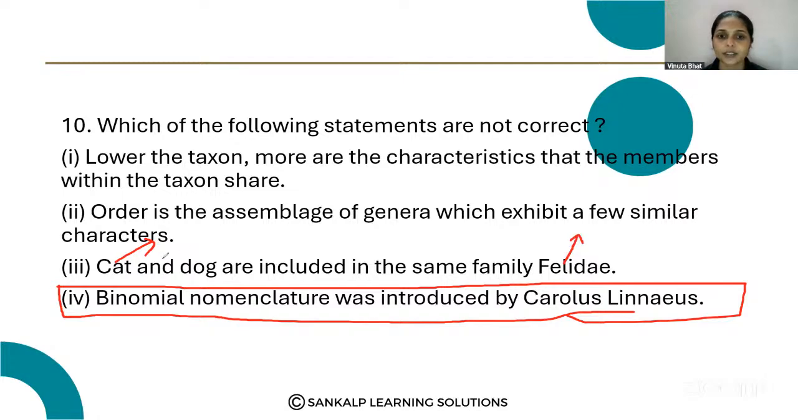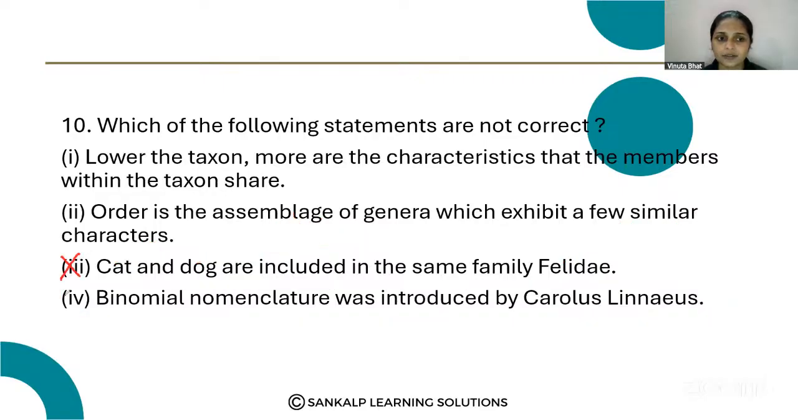Okay, so dog belongs to the family that is called Canidae, and cat family is called Felidae. So they belong to different families. They do not belong to the same family. So option third is the wrong answer. Option fourth one is the correct answer.